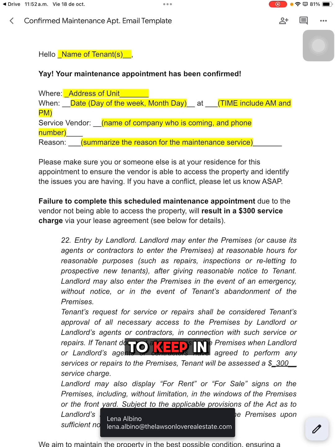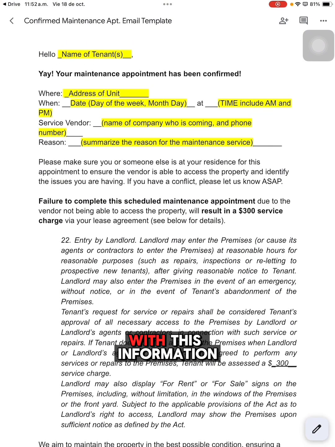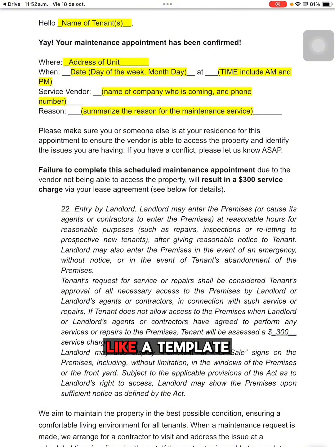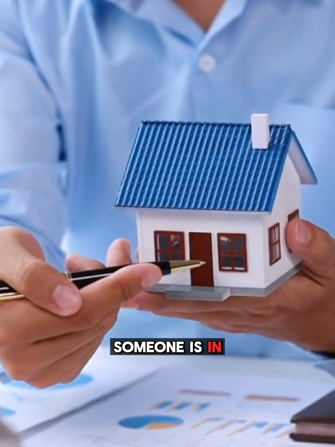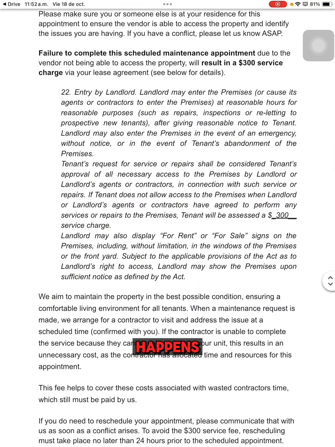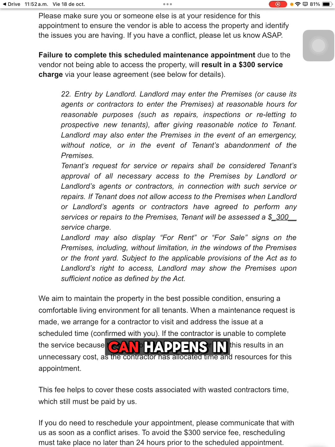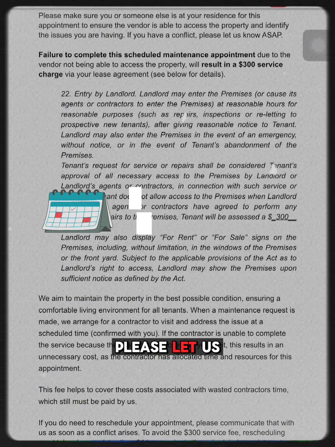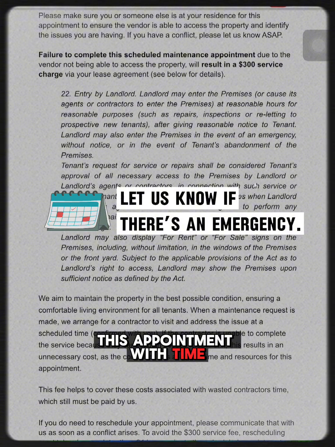Last thing to keep in mind: we're going to send you an email with this information right here, like a template that says, hello, your appointment has been confirmed. We're going to add all the information that is in yellow. Also, we're going to send you an email and a text message saying, hey, this is the time the appointment was scheduled. We're going to remind you a couple of days before the appointment, or earlier on the same day of the appointment. So please ensure someone is in the house. If something happens, we're humans, an urgency or something happens in our life, please let us know so we can reschedule this appointment with time ahead.